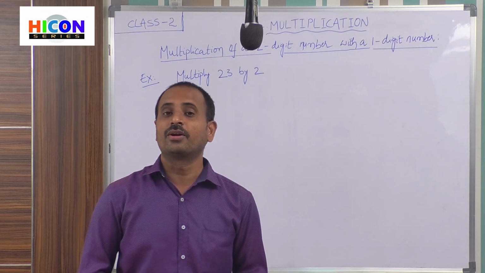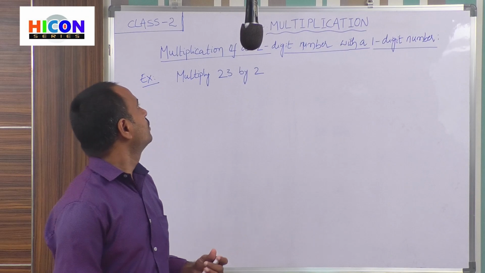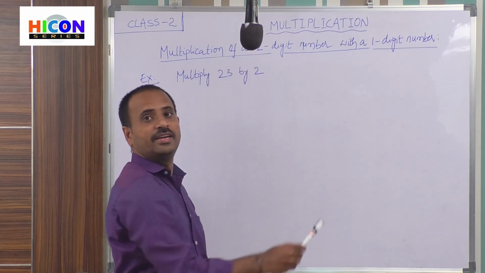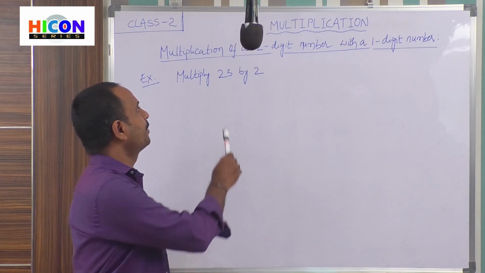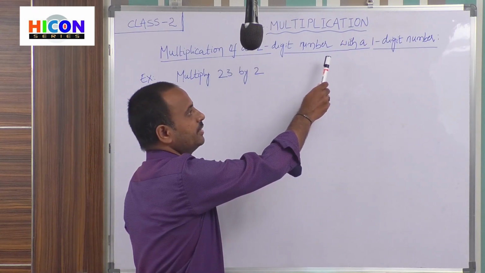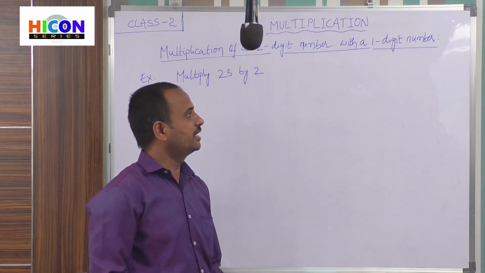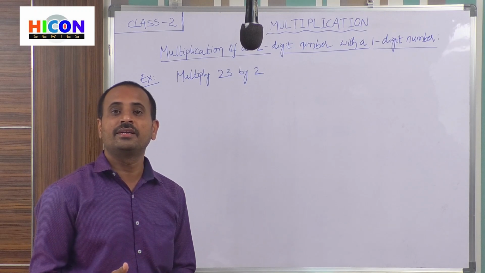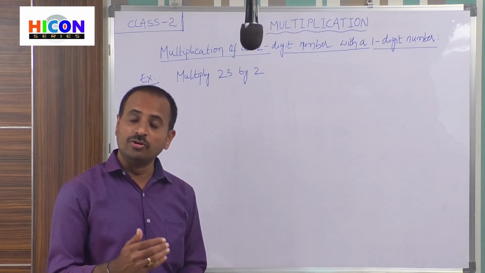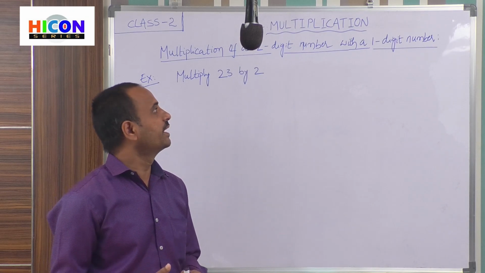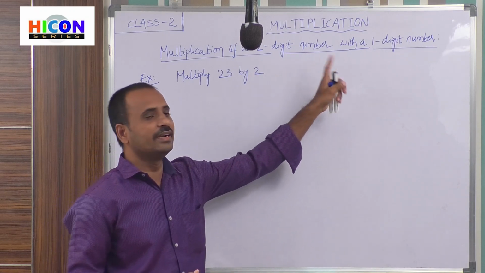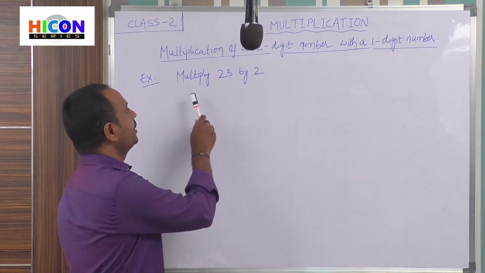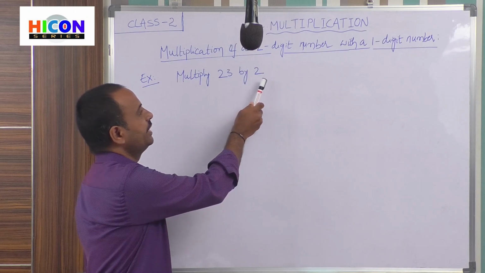So now we are going to learn about multiplication of a two-digit number with a one-digit number. Children, let us see an example. How to multiply a two-digit number with a one-digit number without carrying. Let us see an example, children. Multiply 23 by 2.